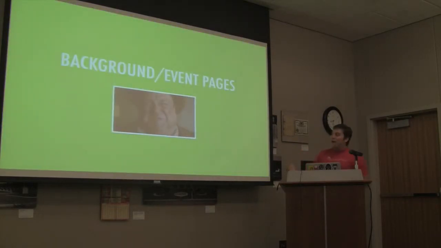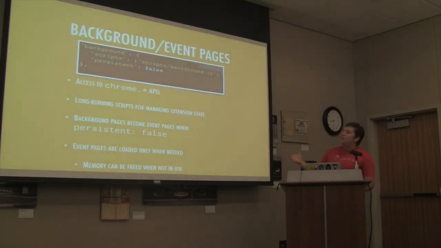So then we have background slash event pages. And with these background event pages, they have access to all of the Chrome APIs. We enable them like this. We just say background, and it can either be a page, like an HTML page if you need HTML, or it can just be a JavaScript file. So you just specify the JavaScript file, and it's either a background page or an event page, depending on whether or not persistent is set to false.